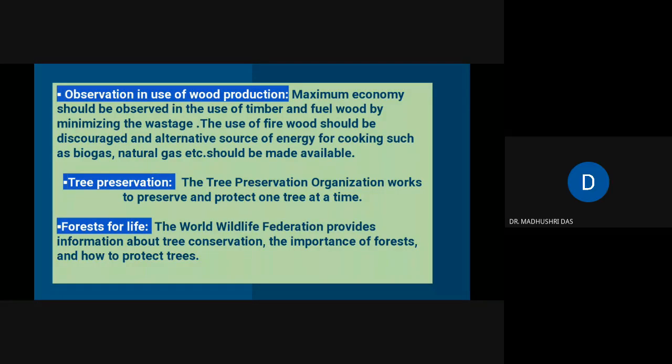Tree preservation should be done. The old trees should be preserved for the future environment. Tree preservation organizations work to preserve and protect one tree at a time. Forest for Life, and the World Wildlife Fund provide information about tree conservation, the importance of forests, and how we could protect trees.